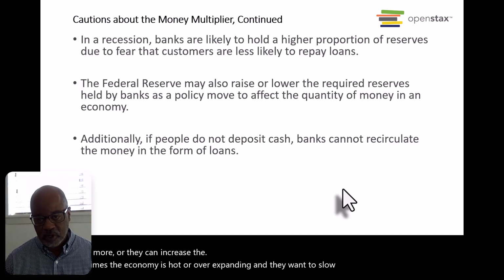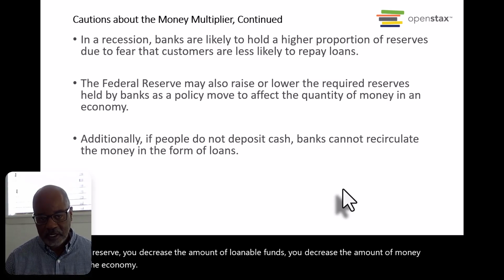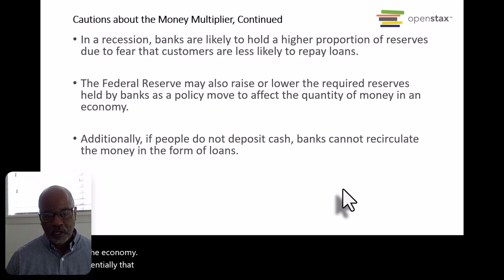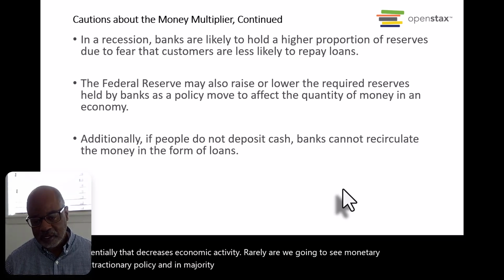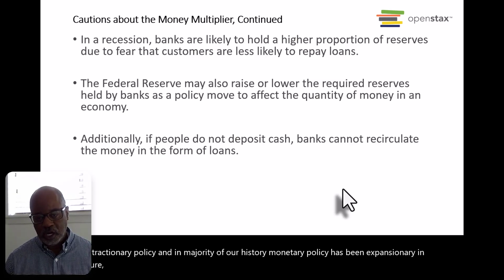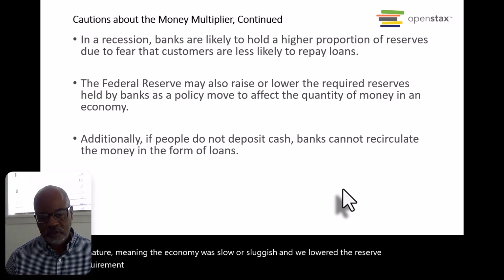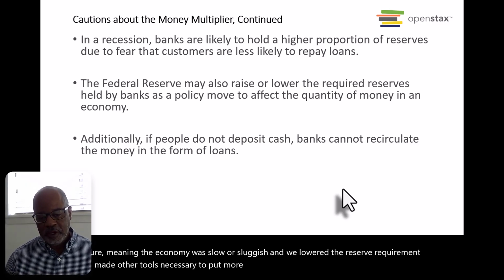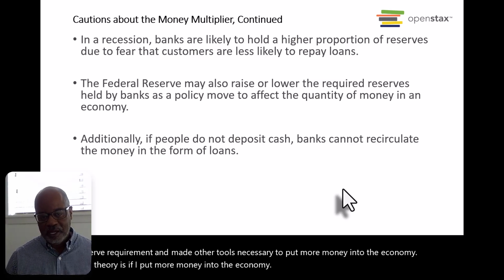By increasing the reserve, you decrease the amount of loanable funds, you decrease the amount of money in the economy, and potentially that decreases economic activity. Rarely are we going to see contractionary monetary policy. In the majority of our history, monetary policy has been expansionary in nature, meaning the economy was slow or sluggish, and we lowered the reserve requirement and used other tools to put more money into the economy. The theory is if I put more money into the economy, then I'm going to increase economic activity.